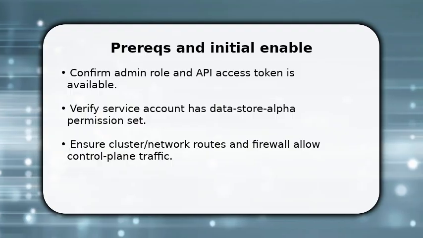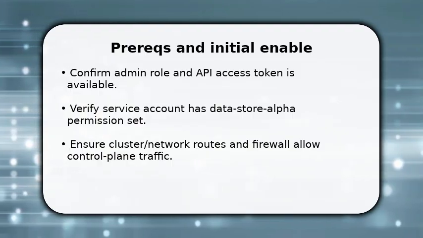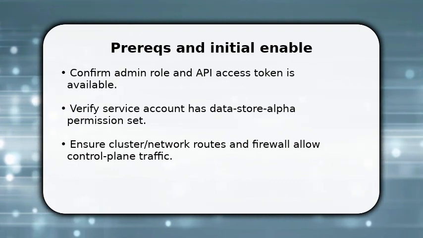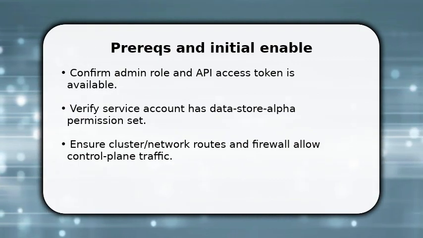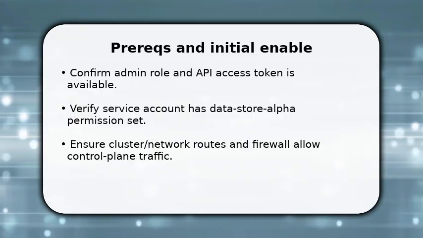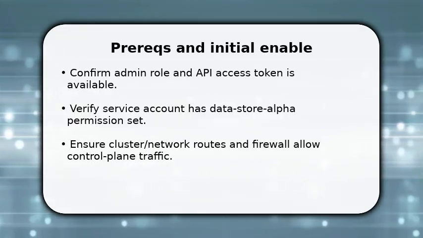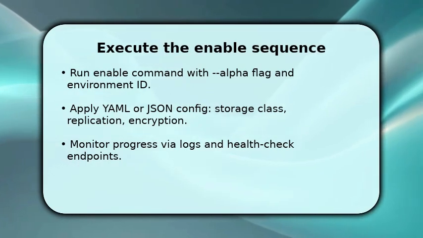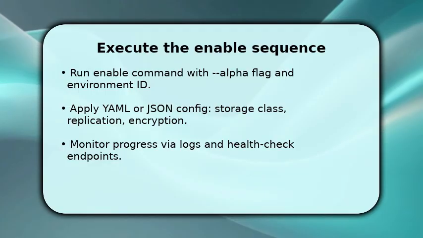Make sure network routes and firewall rules allow the management endpoint. Once authenticated and network ready, you're ready to issue the first enable command to the Data Store Alpha feature. You now execute the enable sequence. Run the enable command with the alpha flag and the environment ID. This initiates the alpha feature bootstrap.